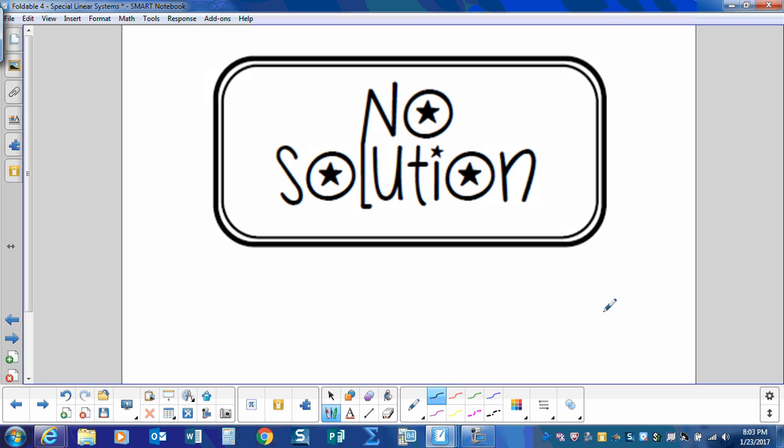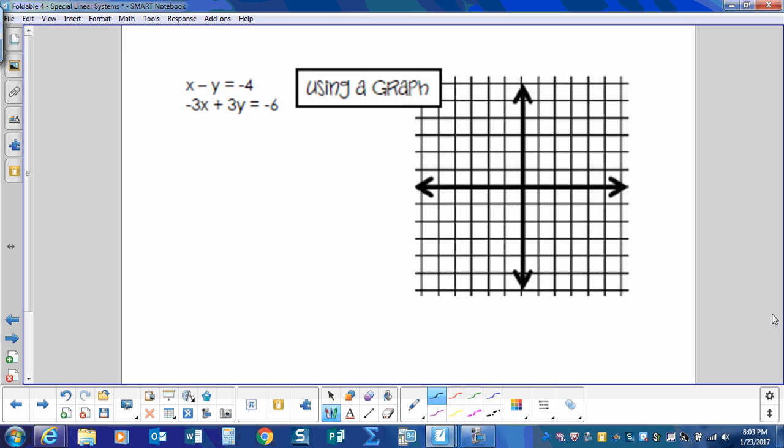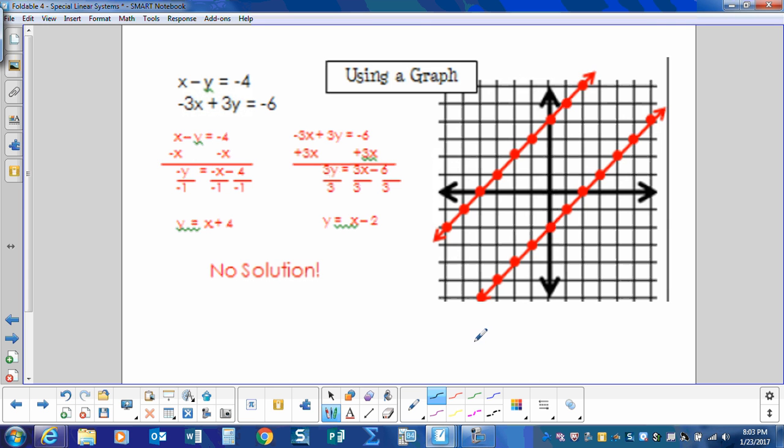Sometimes when we solve linear systems, we'll come up with a system with no solution. So go ahead and graph this linear system. And as you can see, when we graph them, they are parallel lines. There is no solution because the lines never intersect.